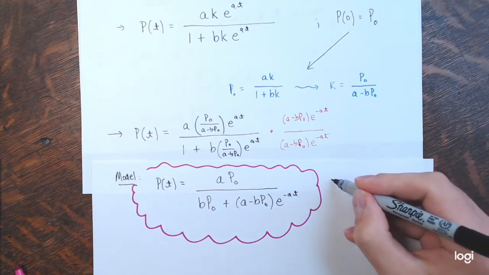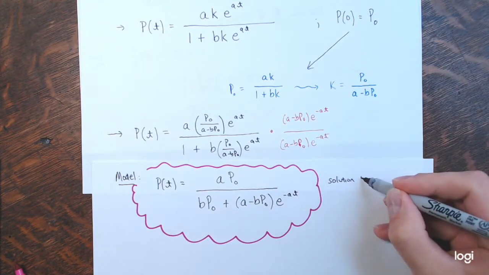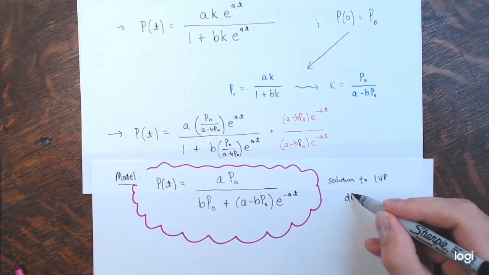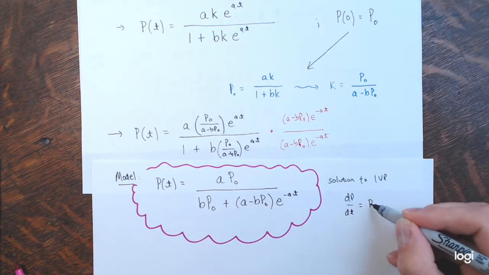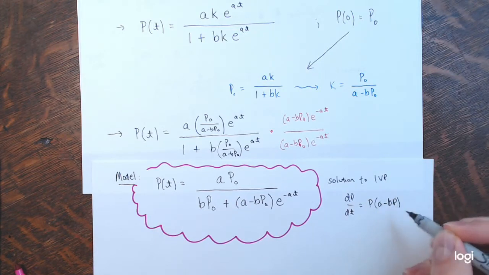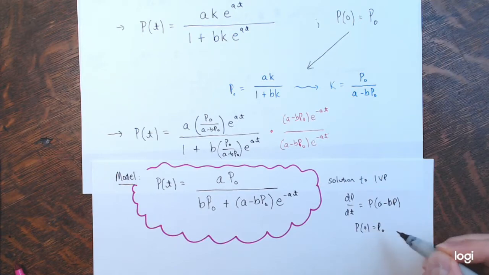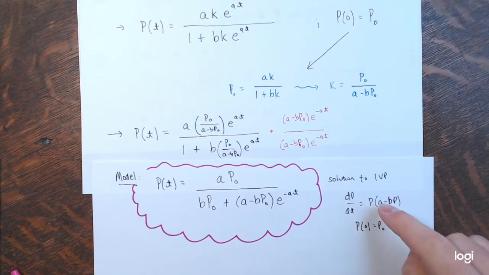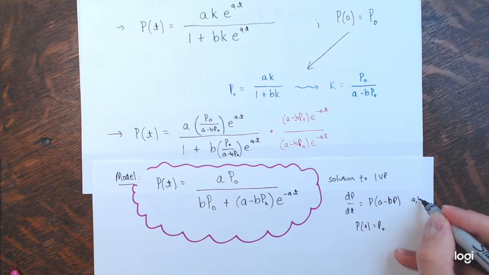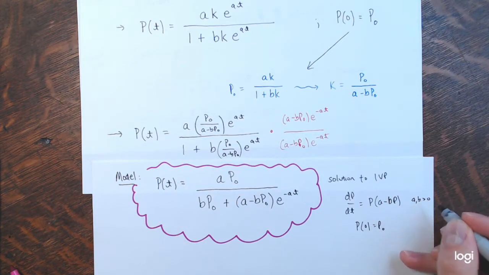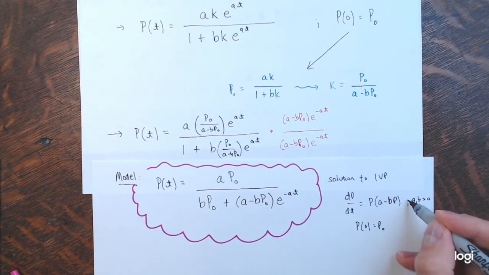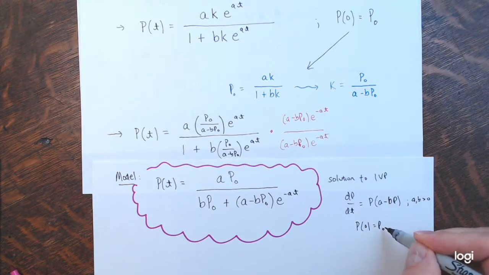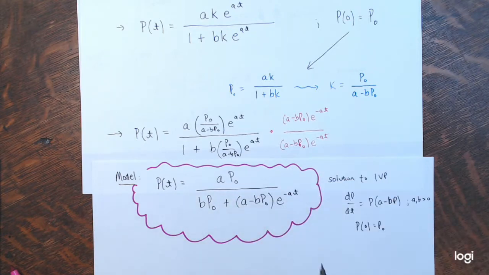So remember, this is a solution to the following IVP. That dP/dt equals P times a minus b P, with P of 0 being P sub 0. Okay. So if we know all this information, if we know what a and b are, and again, I would like a and b to be positive quantities here. If we know what a and b are, and this initial condition, this P sub 0, this initial population, we can jump straight to this solution.